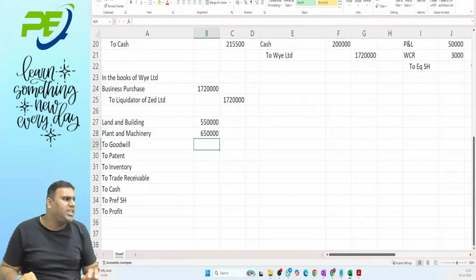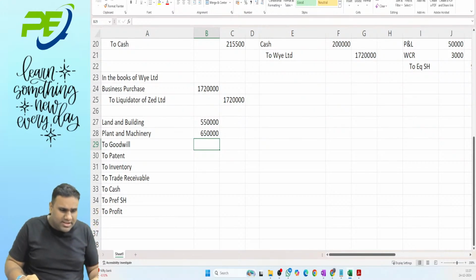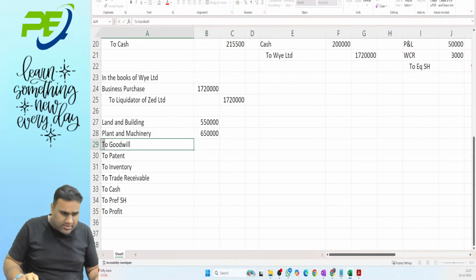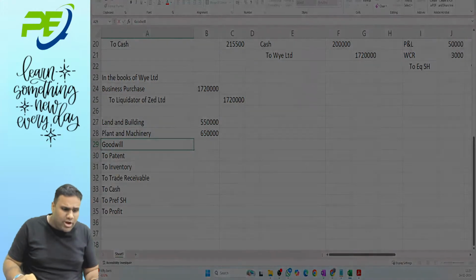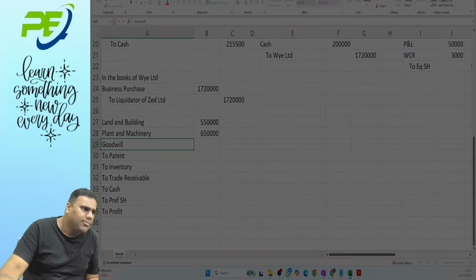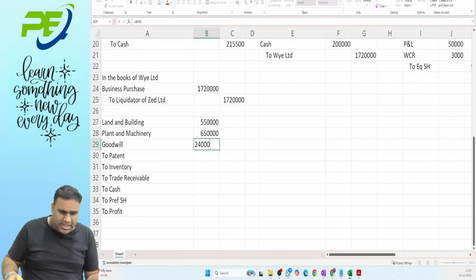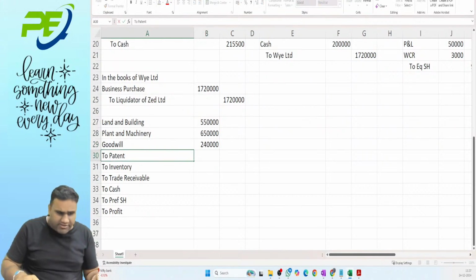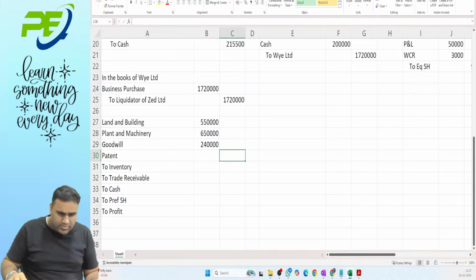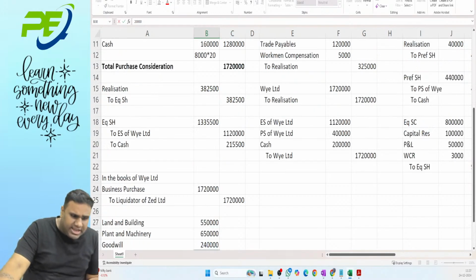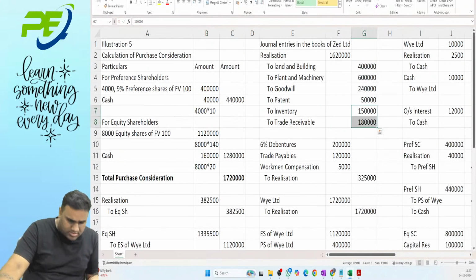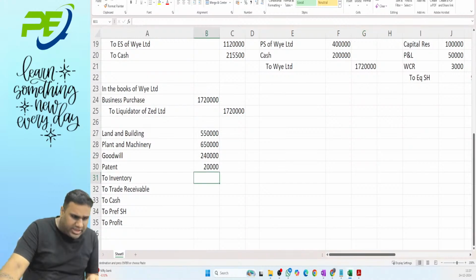And we already know this is which method? Purchase method. Then goodwill. Agreed value not given, so we will take book value. How much? 240. Patent. We have given the agreed value. Then inventory, trade receivable, 150 and 180. Now where will this cash come?